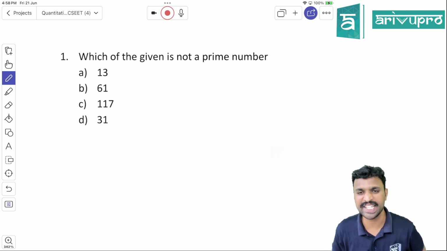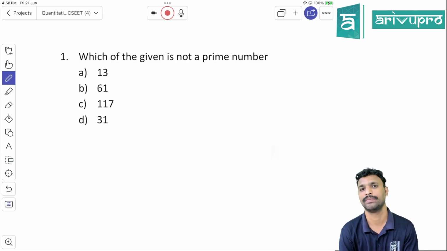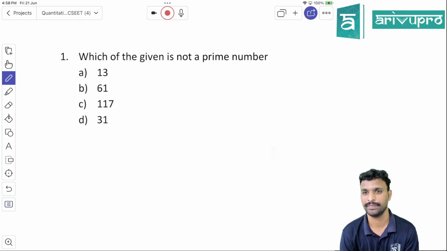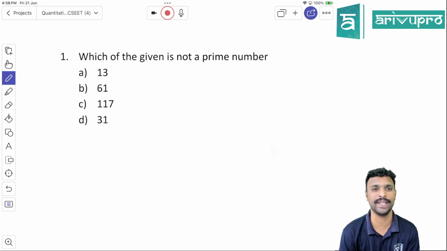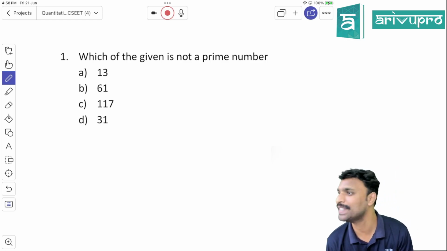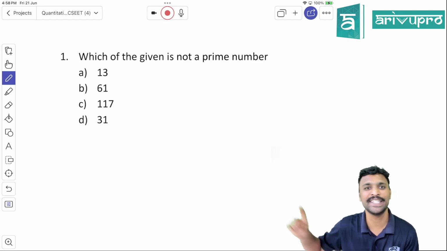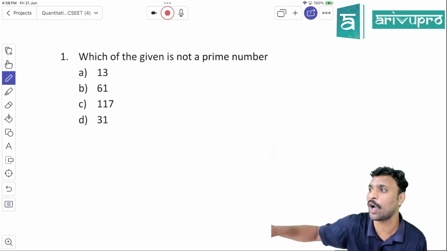Which of the given is not a prime number? 13 is a prime number, 61 is a prime number, 117 let's check. How do you check? 117 looks like a multiple of 3. How do you check if a number is a multiple of 3? 1 plus 1, 2, 2 plus 7, 9. 9 is divisible by 3. So it is not a prime number, it is a composite number.